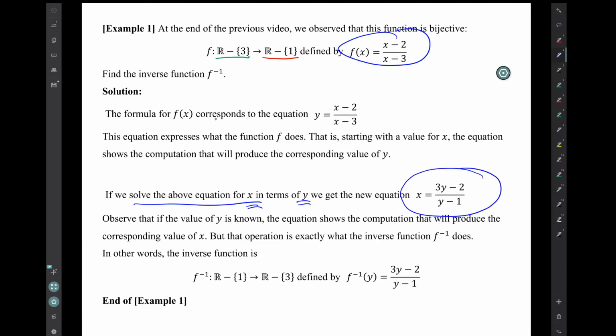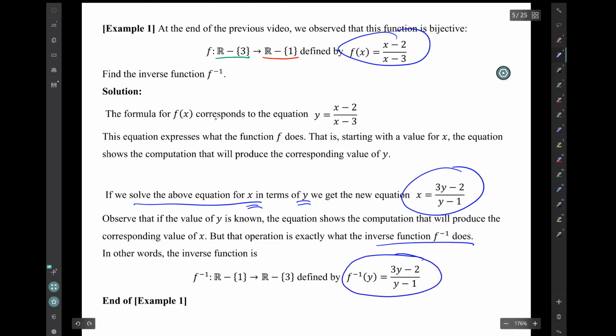Now, what's that equation express? That equation expresses that if you do this stuff to y, the result will be the x. Well, that's what the inverse function does. It takes the value of y and produces the corresponding value of x. So in other words, this equation corresponds to the formula for the inverse function. So the inverse function can be written this way. So you take the original equation, you solve for x in terms of y, and you get an equation that can be used to write the expression for the inverse function.